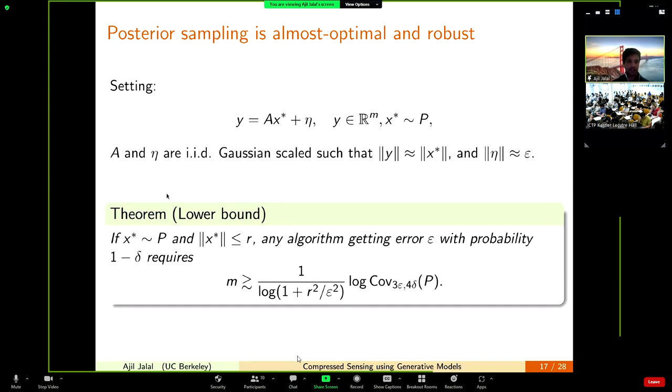An interesting thing to note about this lower bound is that in traditional compressed sensing lower bounds, we would construct a minimax instance P, which is hard to reconstruct, and then we would show a lower bound for that. In contrast, this lower bound works for any probability distribution. You give me a distribution P of your choice, and this lower bound will still hold for it. This is not a minimax lower bound.